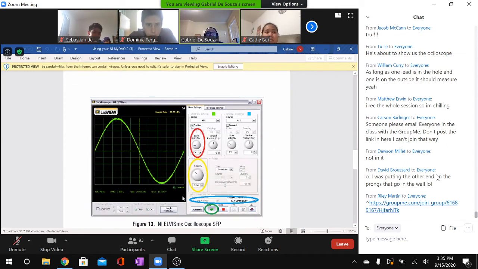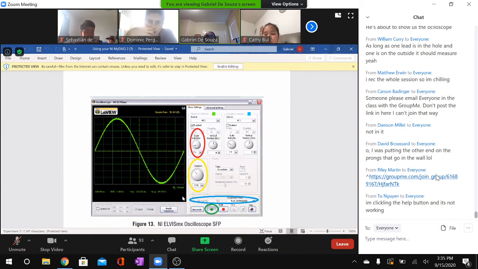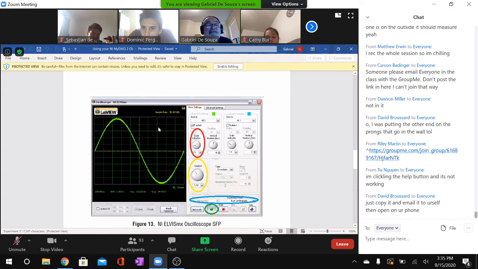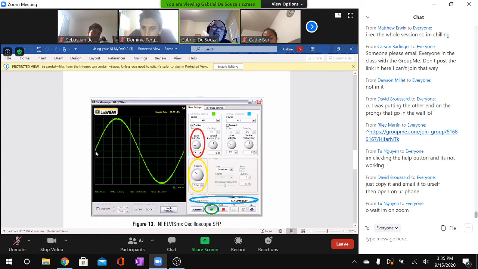Now, this is the oscilloscope. The oscilloscope basically will look at the waveform and show the shape of the waveform. So as you see right here, this is a sinusoidal waveform. Basically I got that from the function generator, and now I see my sinusoidal waveform here.